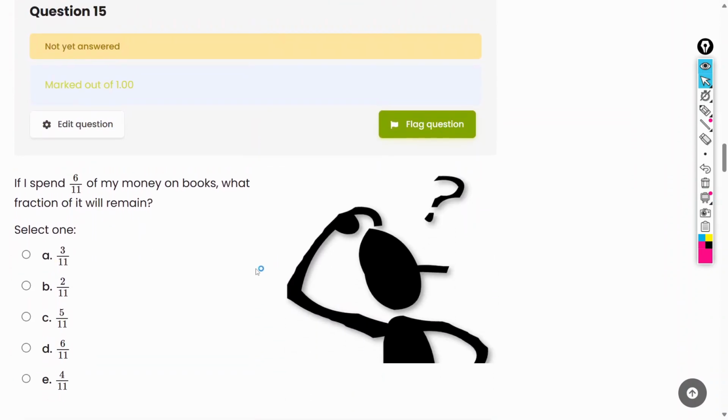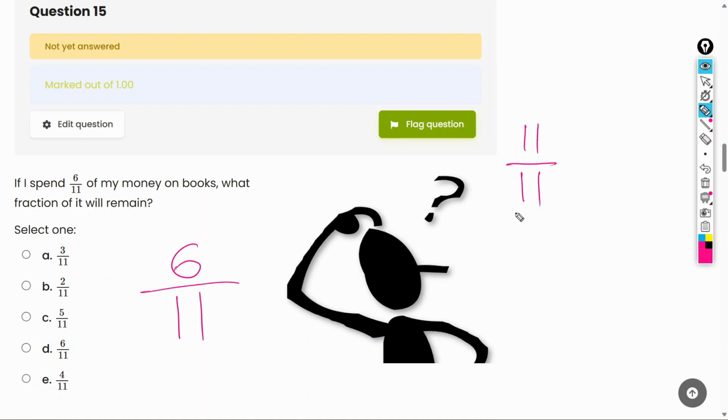If I spend 6 out of 11 of my money on books, what fraction of it will remain? So I spent 6 out of 11. What is left is how many needed to make it 11, because for it to be complete, it should be 11 out of 11. So what is missing of 6 to make up 11? That's simply 11 minus 6, and 11 minus 6 is 5. So what is left is 5 out of 11.